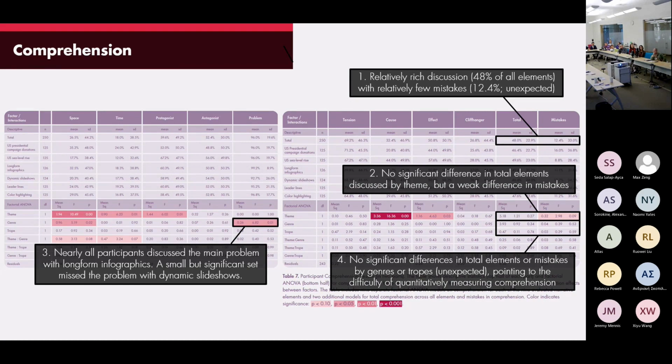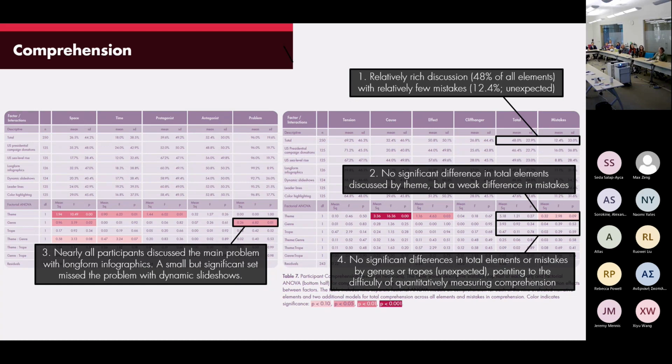Third, to look at the genre, nearly all the participants that viewed the long form infographic noted the problem, which is kind of the main point of the entire map. But there was a small but significant number with dynamic slideshows that missed the problem altogether. And so this kind of clickbait where you're sort of having to progress through slides ultimately led a small group to just sort of miss the whole point of the story.